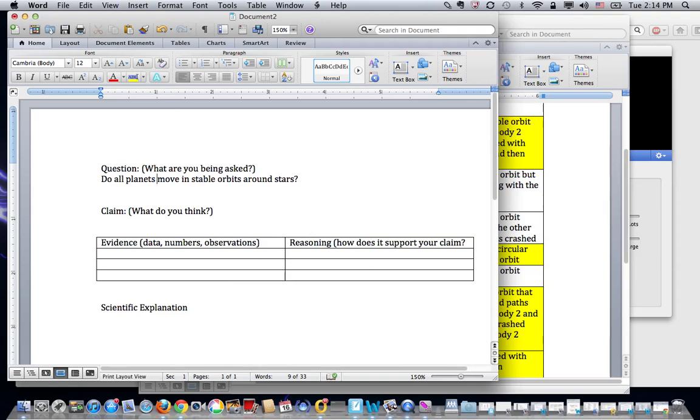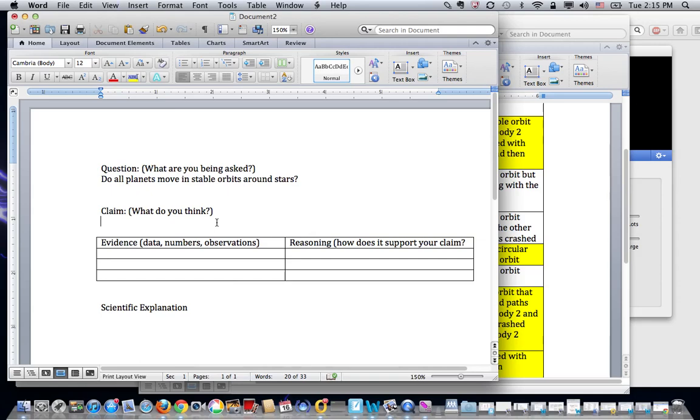in class. So the question was, do all planets move in stable orbits around stars? That's the question. It's what you're being asked. There are answers to that. You can make an answer to it, and your answer is actually your claim. It's what you think. You don't have to go into details about why you think that or what evidence you might have. You just need to answer the question.